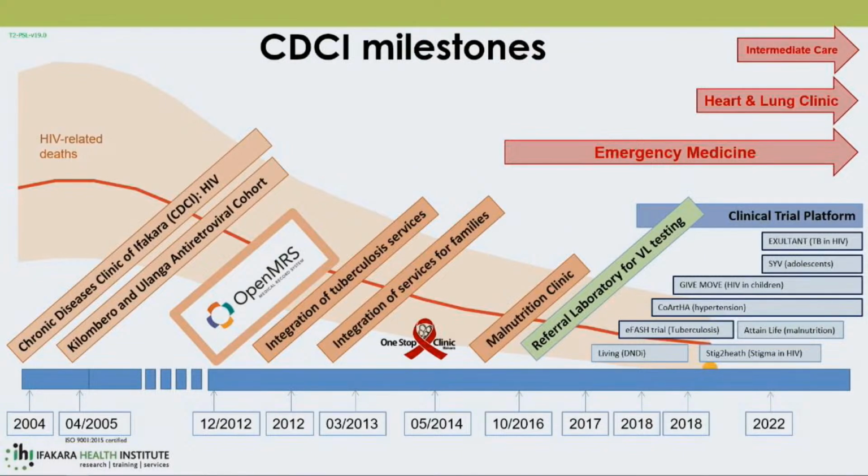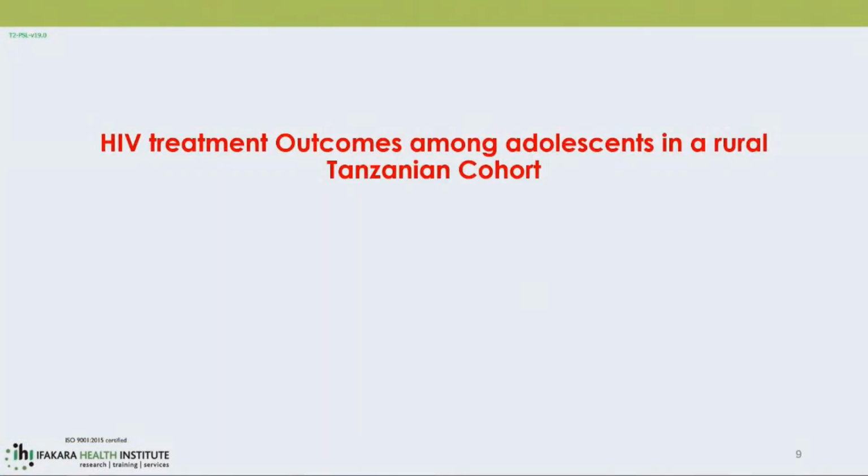These are a few milestones at the CDCI since it was initiated. The important one is in 2012, when the electronic medical record and the database was initiated to keep all the data of the consenting individuals enrolled in care. The rest are different projects and units that have been introduced at the clinic as years go by. Coming back to our group of interest today, that's the adolescents.